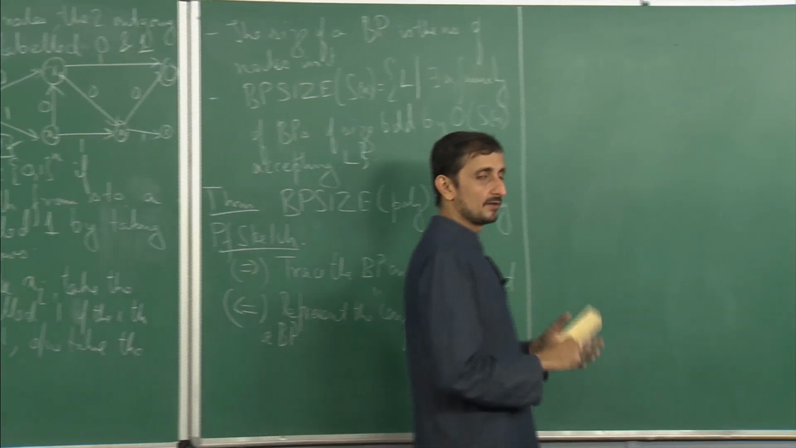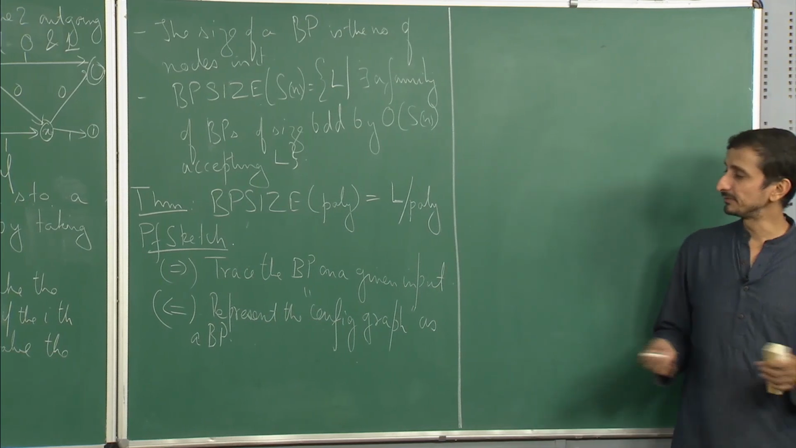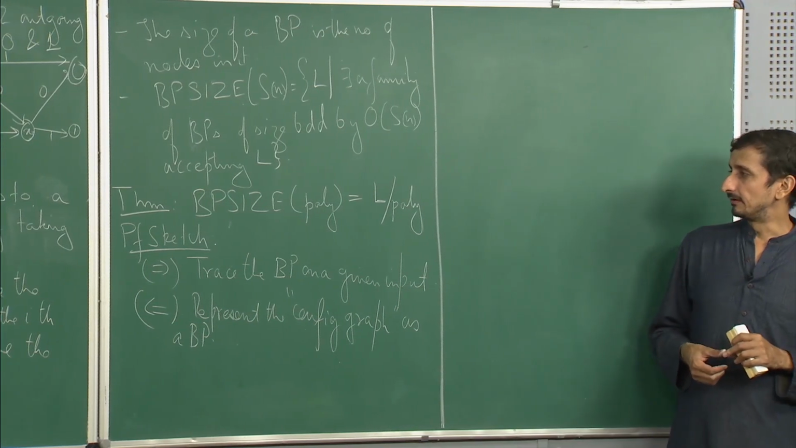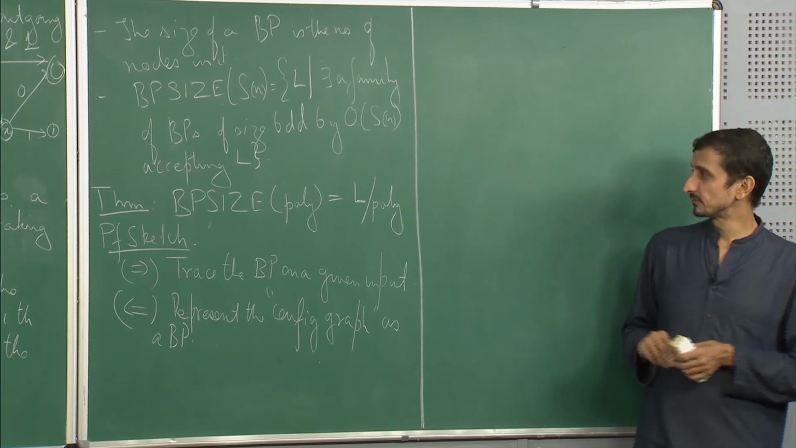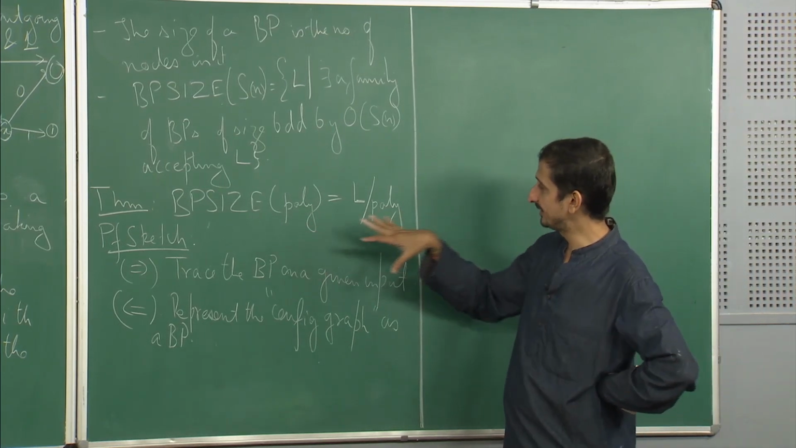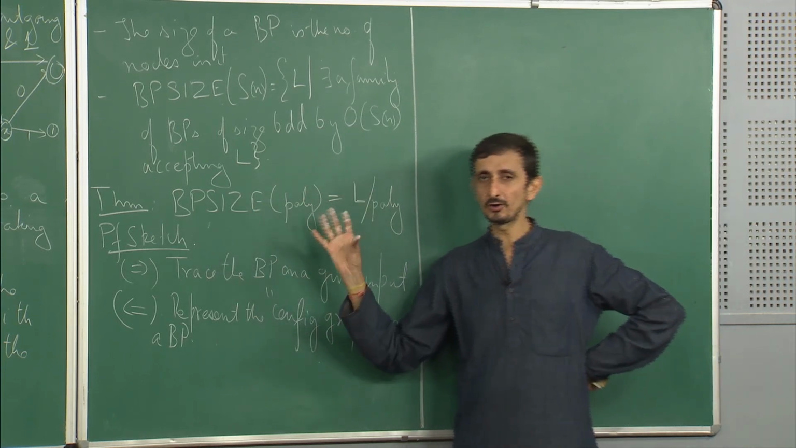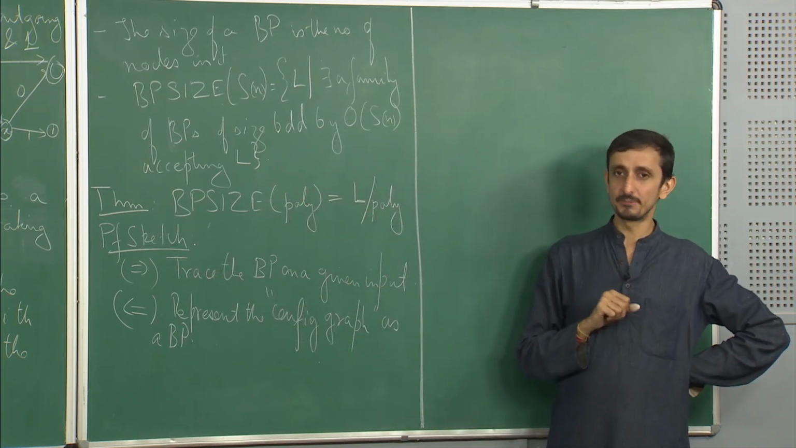So this is roughly the proof idea, and this, as I said, is not something very non-trivial. It follows from the definition. Okay, so what do we have so far? We have that branching programs of polynomial size are sort of like log space computation.